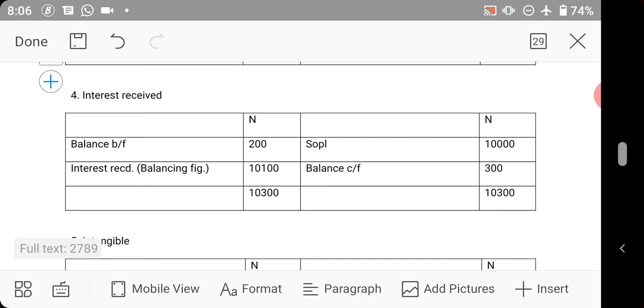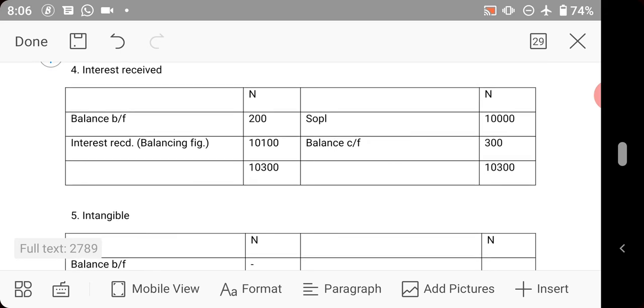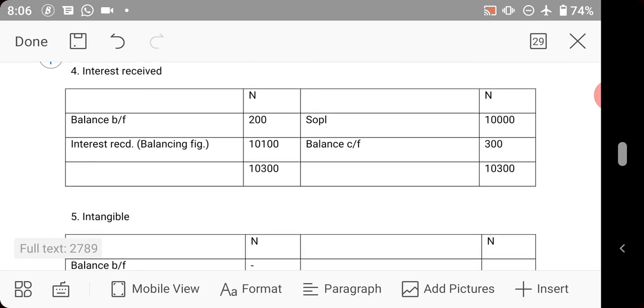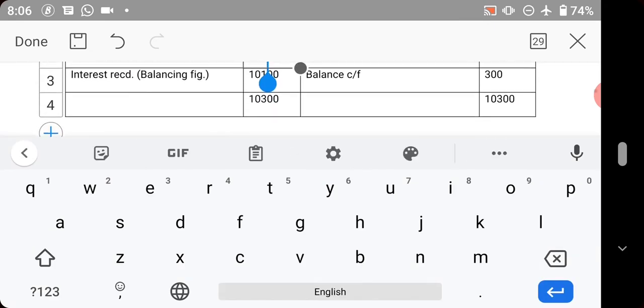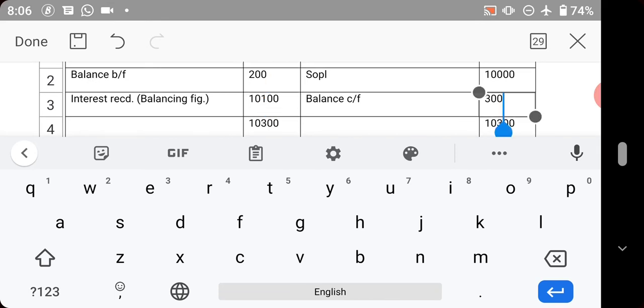Interest received. Now, interest received is an accrued income. Since it's an asset, it has a debit balance. So that's why it is here, and balance carried forward will be here. So the one of 2012 is brought forward, the one of 2013 is carried forward.